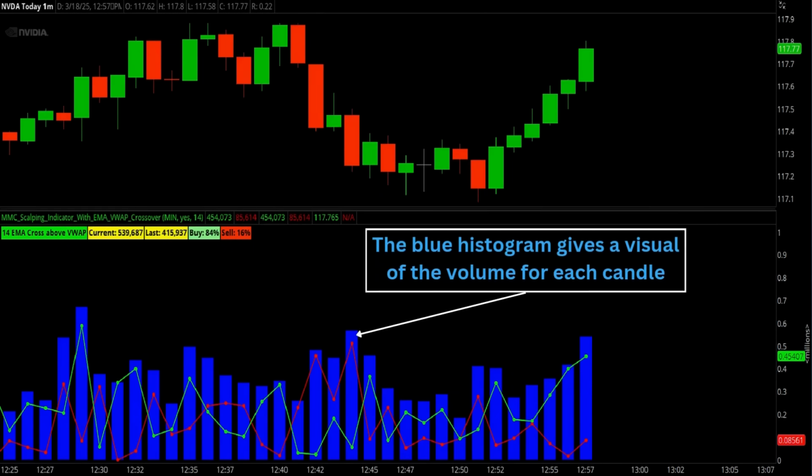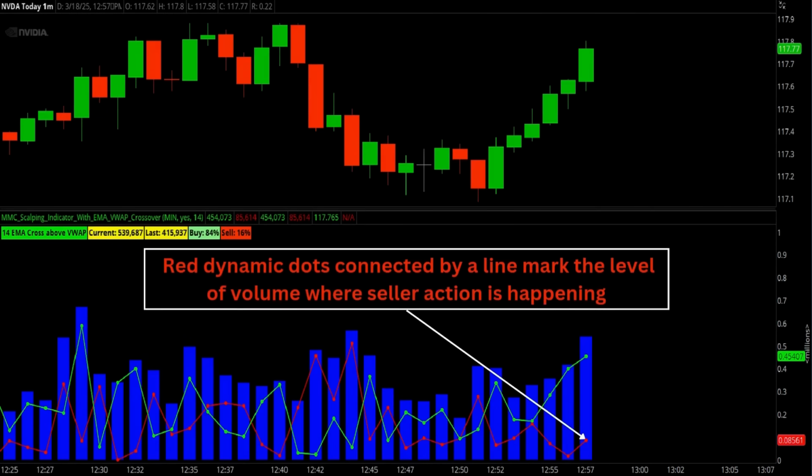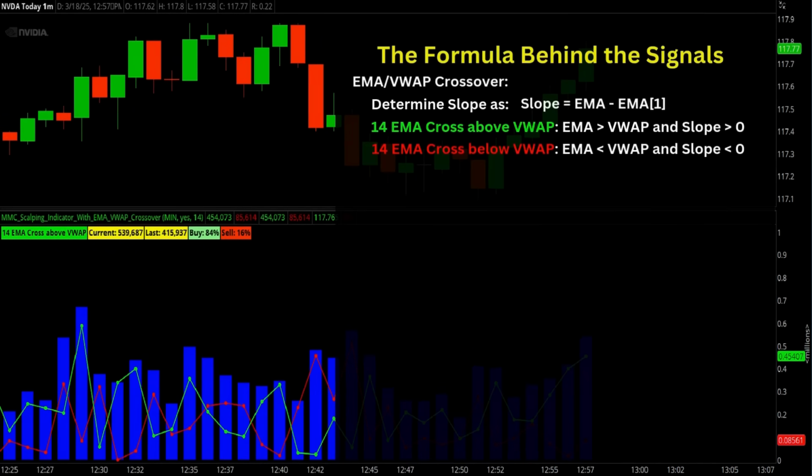As we look inside the volume bars, you can follow the green dots connected by a line that dynamically show where buying strength is occurring within each candle. Red dots and connective lines do the same for seller activity, giving a real-time visual of where selling pressure is taking place. For these reasons, the scalping indicator has become the favorite tool of traders looking to capitalize quickly on short-term price movements. Here is how the various parts of this indicator work.